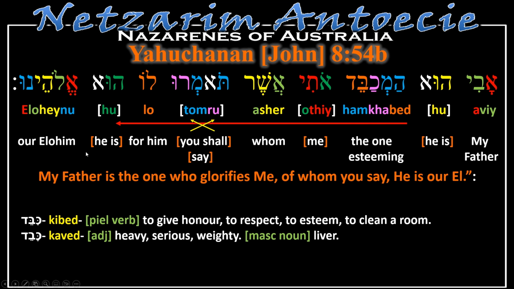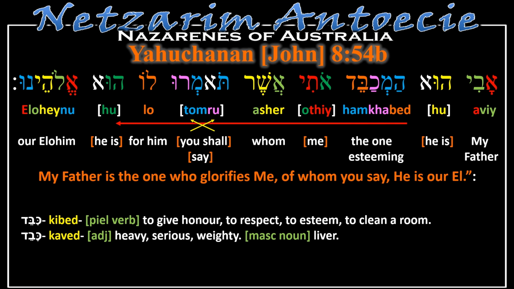Eloheinu, our Elohim. And I've given you kibed, which we had before as pure verb to give honor, to respect, to esteem. Interesting, it also means to clean a room, which is pretty weird. And then we have kaved. As an adjective, it means heavy, serious, weighty. It's also exactly the same masculine noun as liver. Now, interesting, because liver is what we call a heavy or a solid organ in the body. So it might explain why it's weighty or heavy.